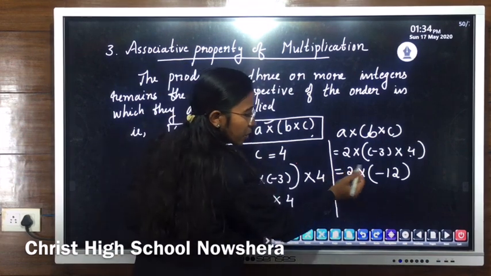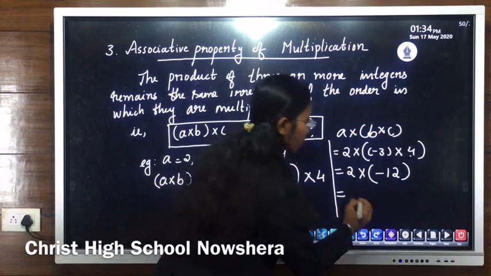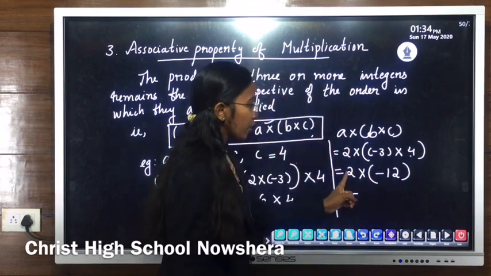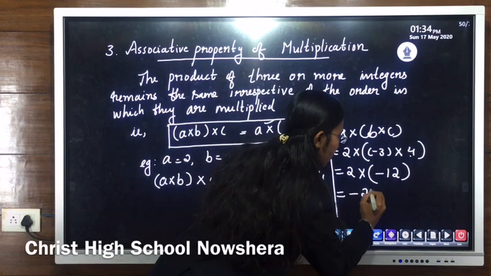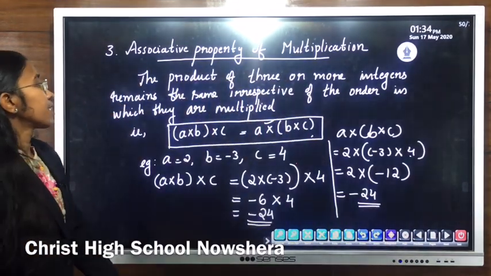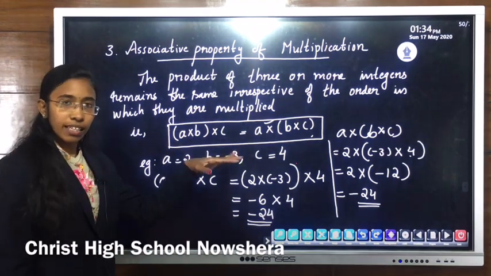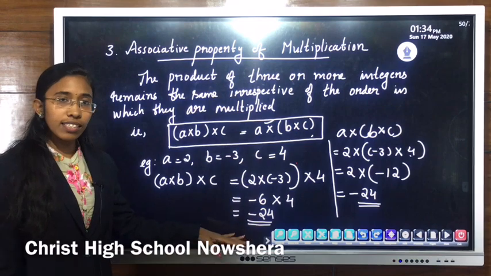Again, this is positive and this is negative. This is also unlike integers, so our sign is always negative. 2 into 12 is 24. Which means, suppose we are multiplying 3 or more integers, their order does not matter. Our answer is always the same.